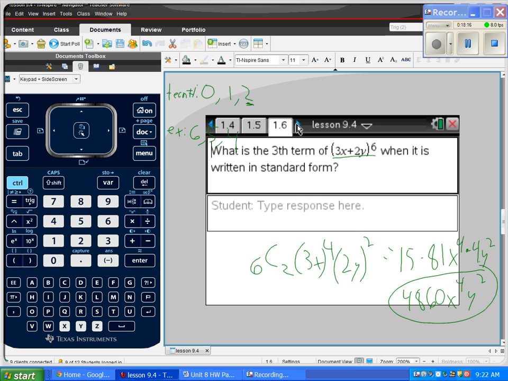Your homework is going to be pages 16 and 17. Make sure you omit number 5. There's not that many. We're going to go over a little bit more on this tomorrow, too. Don't worry. So omit number 5 on the homework, pages 16 and 17.